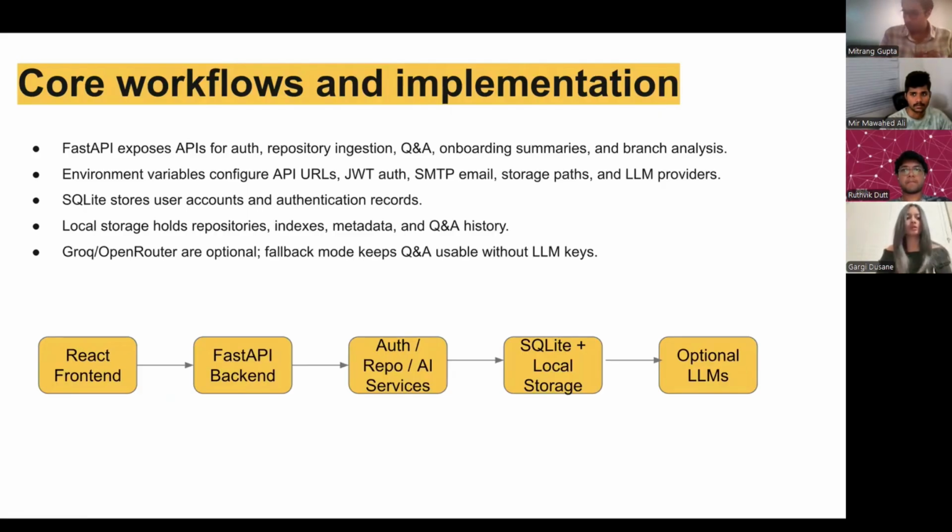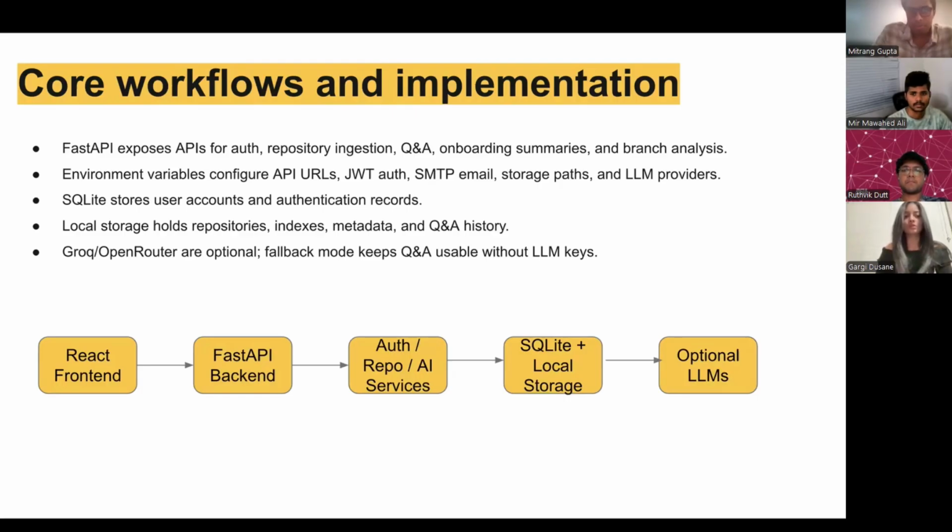The React front end is where the user interacts with the app. When the user logs in, uploads a repo, asks a question, or runs branch analysis, the request goes to the FastAPI backend. The backend then routes that request to the correct service, that is authentication, repo processing, Q&A, and such. SQLite stores and authenticates records, while local storage keeps the repo files, indexes, metadata, and Q&A history.